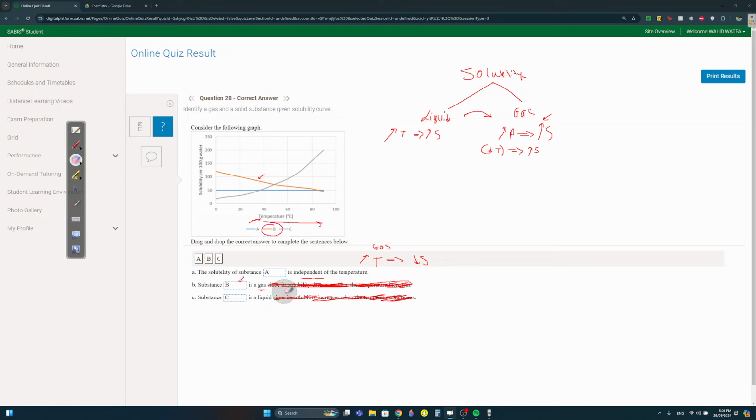Okay, and here too, in the exam, if they give you this hint, they're basically giving you the question. But let's say they didn't give it. Which one's a liquid? We know that for liquids, as temperature increases, solubility will also increase. Which one goes up? It's the gray one, which is C.